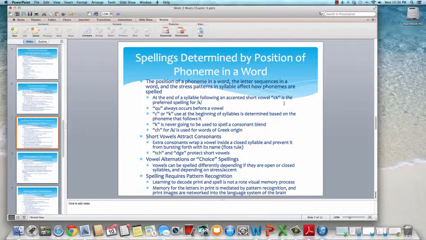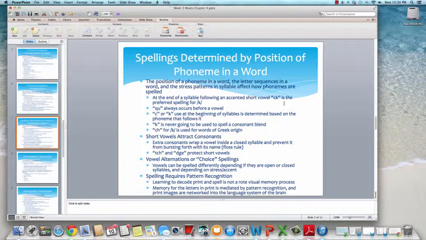C or K used at the beginning of syllables is determined based on the phoneme that follows it. Remember the vowel that follows it: A, O, and U are going to be C, like cat, caught, cut. So that's the hard C sound. And then the soft C is E, I, and Y.